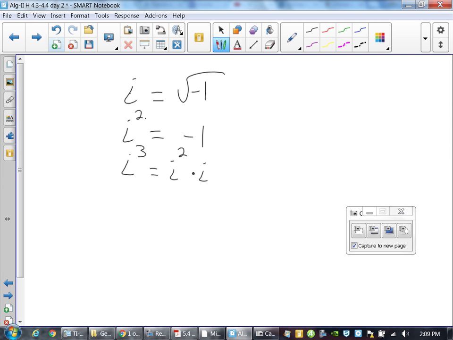So if I take i squared times i, well, what's i squared? -1. -1 times the square root of -1. Well, what's the square root of -1? i. So this becomes -1 times i, otherwise known as negative i.